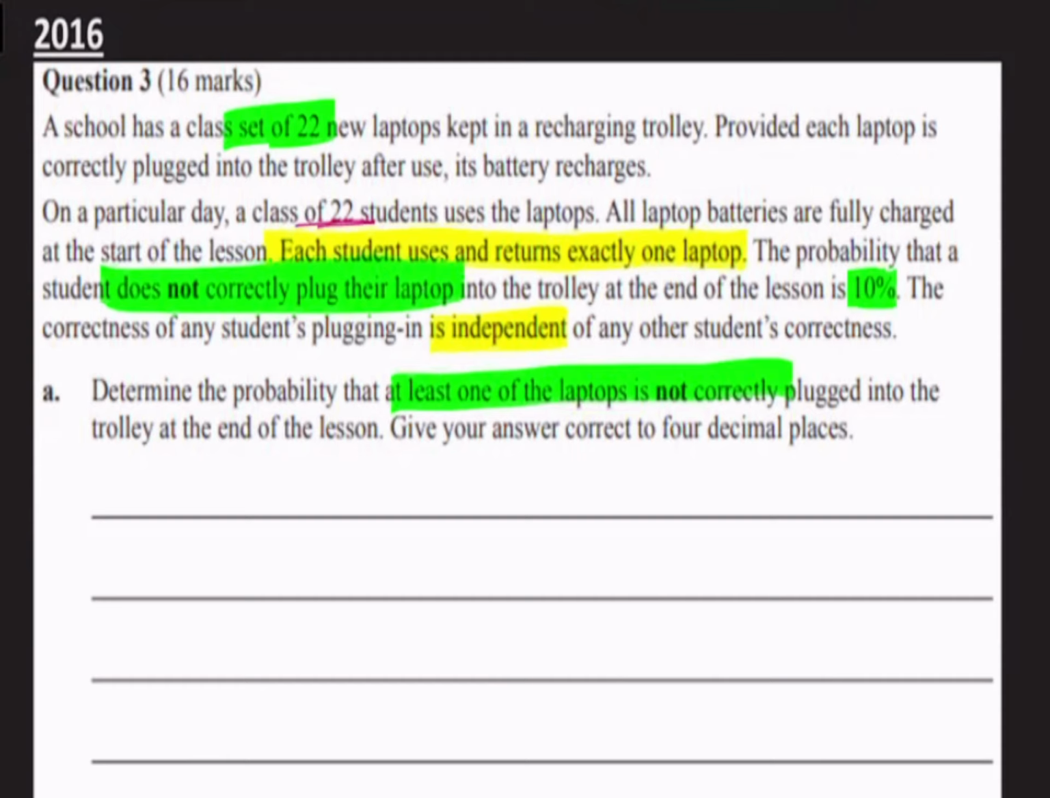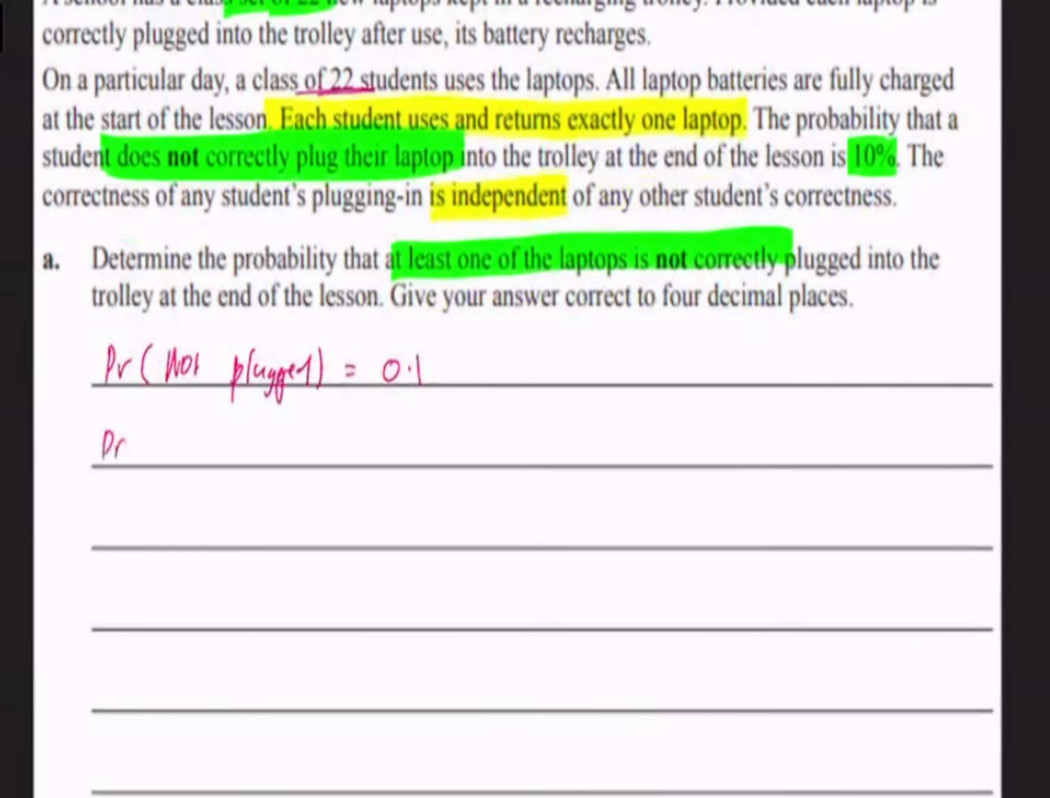So each student only uses one, and the probability that it's not correctly plugged in is 0.1, because it's 10%, and one student is independent of the other student. So we're looking for the probability at least one is not correctly plugged in.